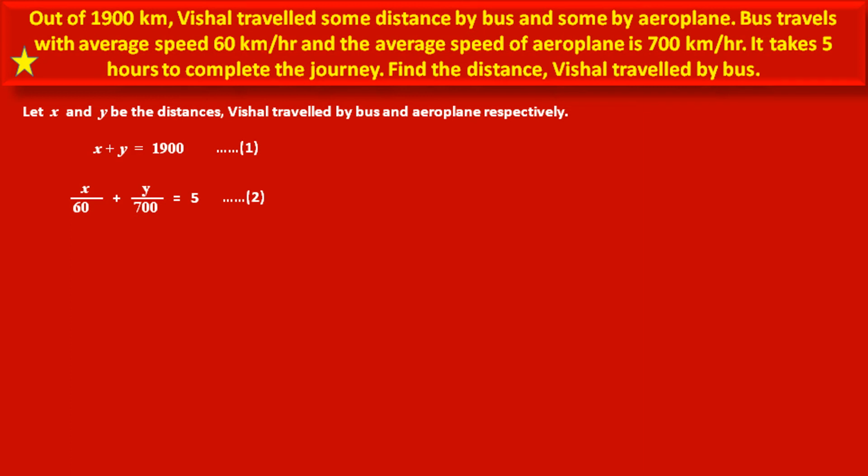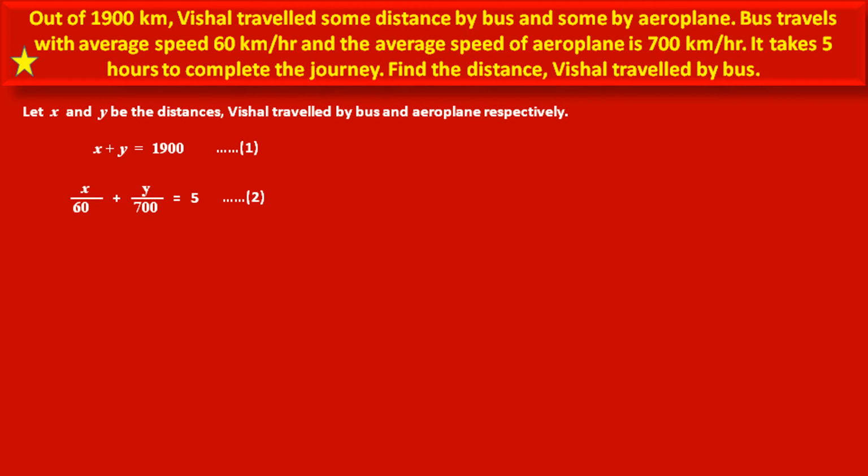Now we have two equations, 1 and 2, but the second equation is complicated. So first we have to remove denominators. In the first term the denominator is 60, in the second term the denominator is 700. So the LCM of 60 and 700 is 2100. So we have to multiply each term and both sides of equation 2 by 2100.